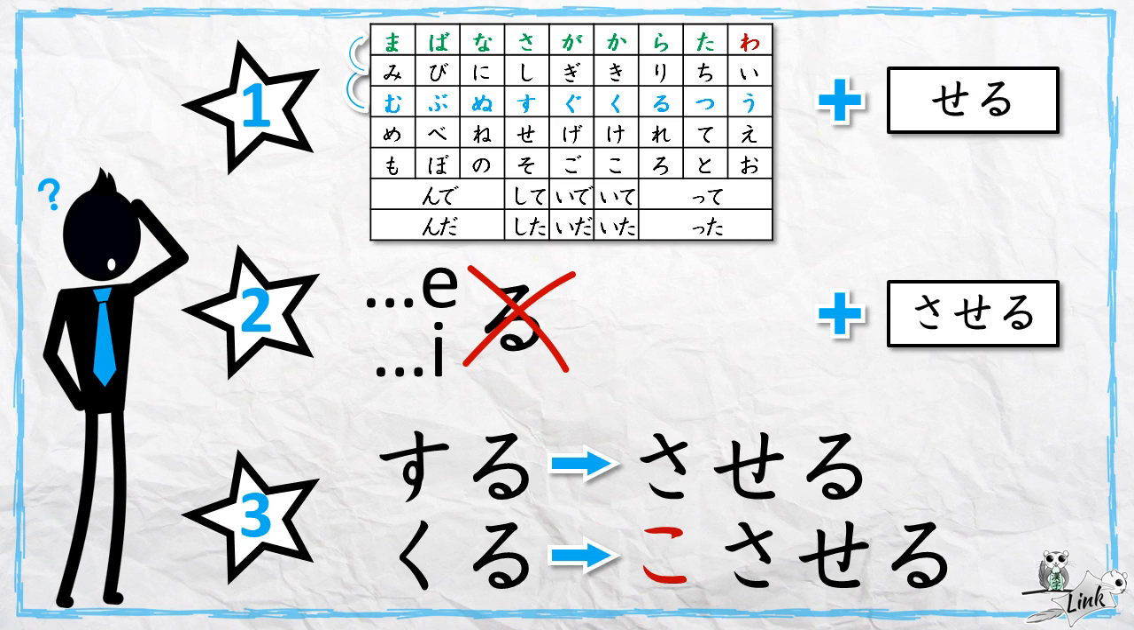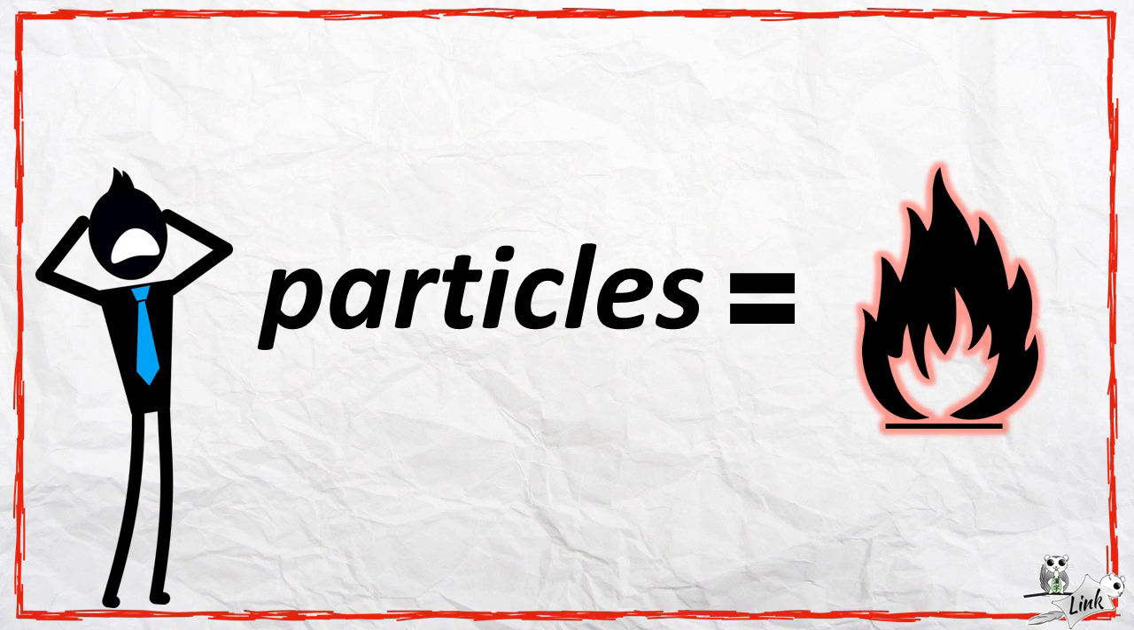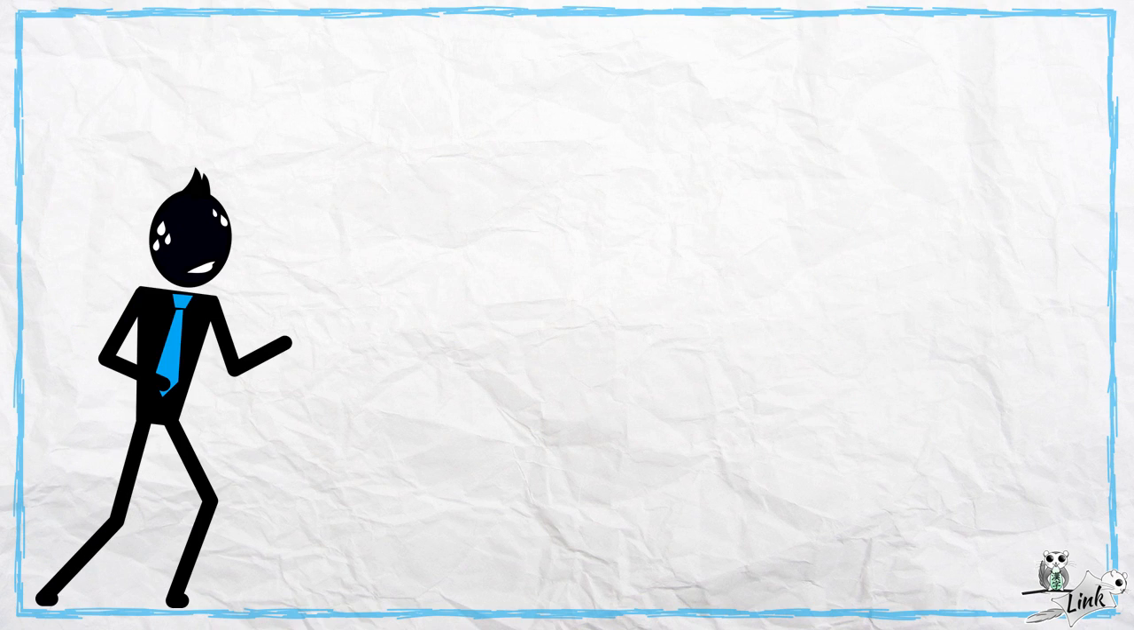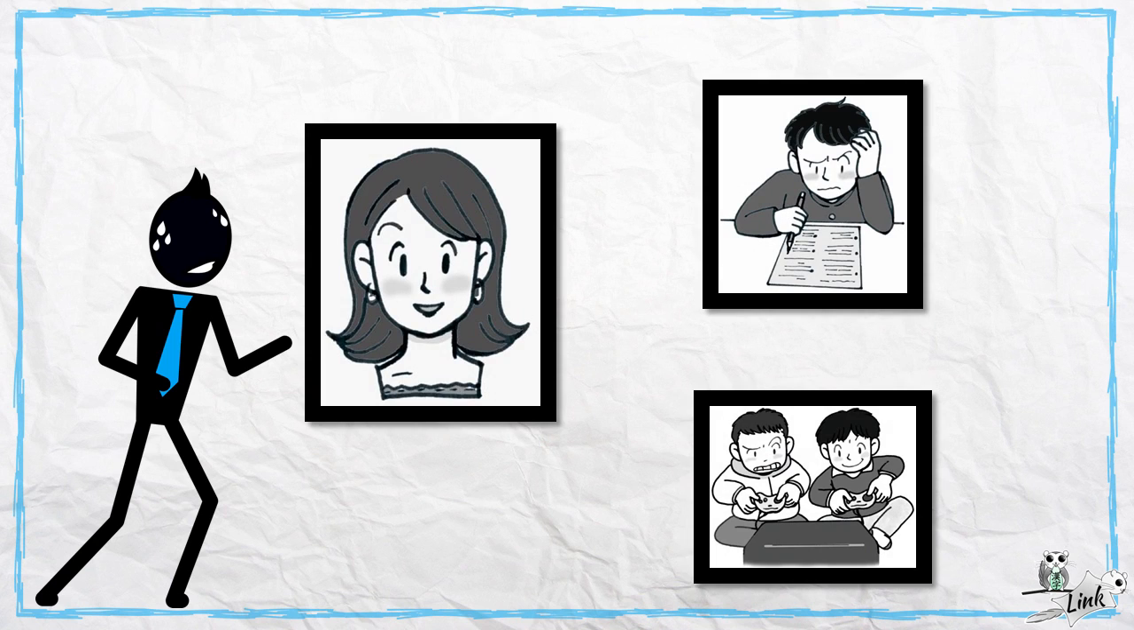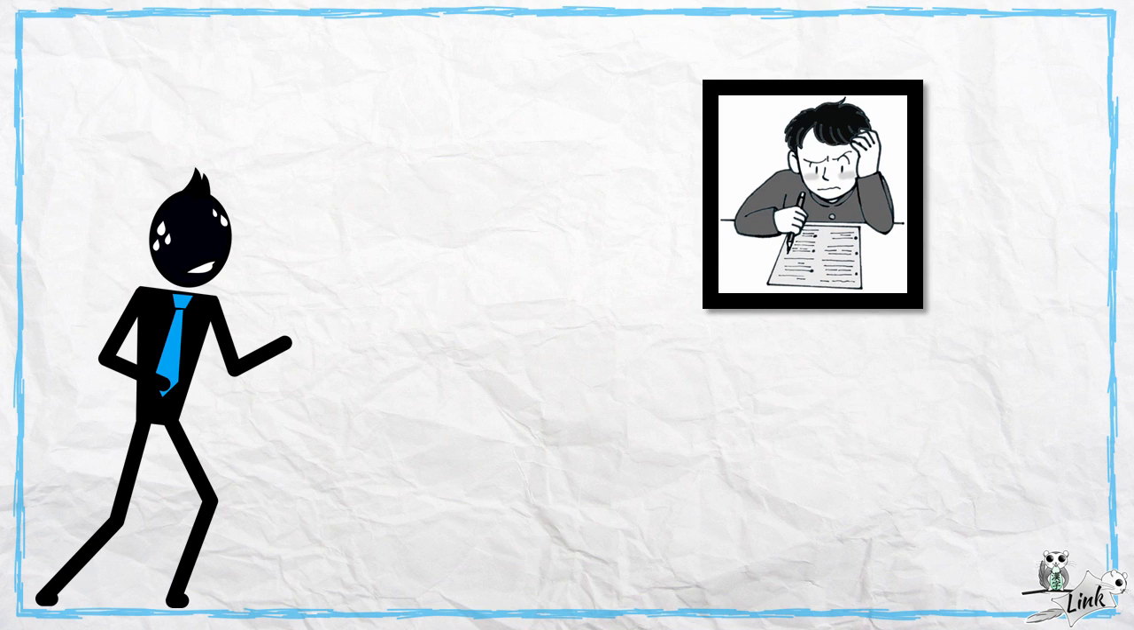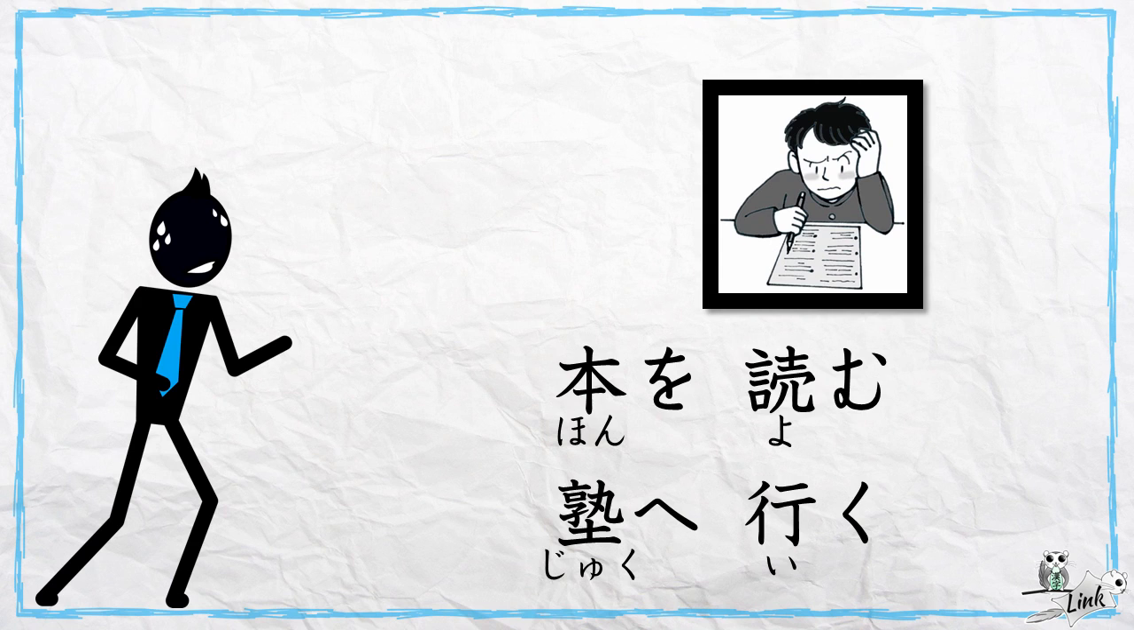Wait a second, memorizing the conjugation is not enough. You have to pay attention to another thing. The particles that are used with the causative form are a bit tricky. I know you must be tired, but we are almost done, so keep it up. Let's take the example that I used at the beginning. The mother finally decides that she will make her son study. For that, she can make him read a book or make him go to a cram school, juku.